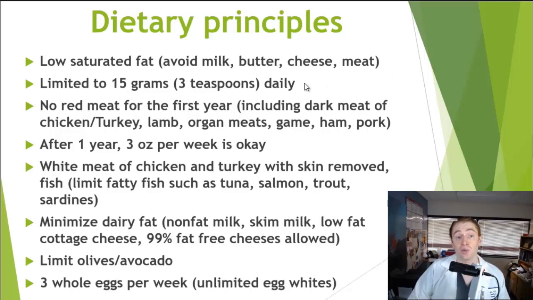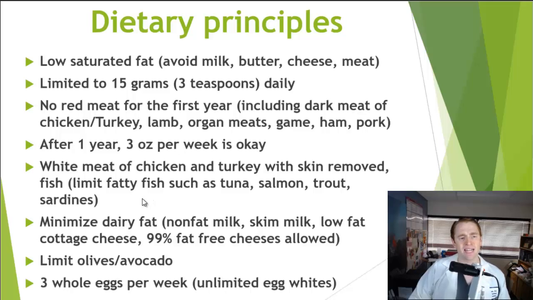For the first year, you would be especially strict, eating no red meat whatsoever, including dark meat of chicken and turkey, lamb, organ meats, game, ham, and pork. After 1 year, you could eat these meats, but only in very limited amounts, only 3 ounces per week. However, you could eat lower fat meats, such as the white meat or breast meat of chicken and turkey with the skin removed. However, you would have to limit fatty fish, such as tuna, salmon, and trout, and sardines, but white fish and other low-fat fish were allowed in unlimited amounts.